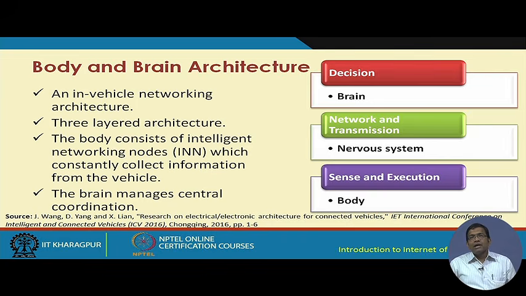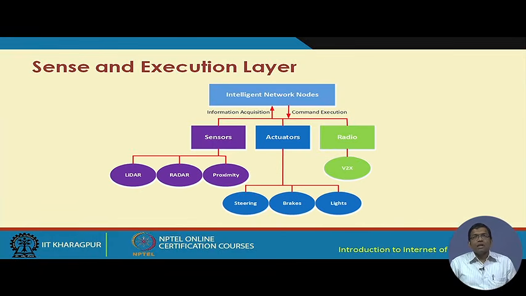The network and transmission layer is very similar to the nervous system of the human body, and the decision layer is very similar to the brain of the human body. So, there are 3 layers. The body consists of intelligent networking nodes, which constantly collect information from the vehicle, and the brain manages the central coordination. So, let us first look at the sense and execution layer.